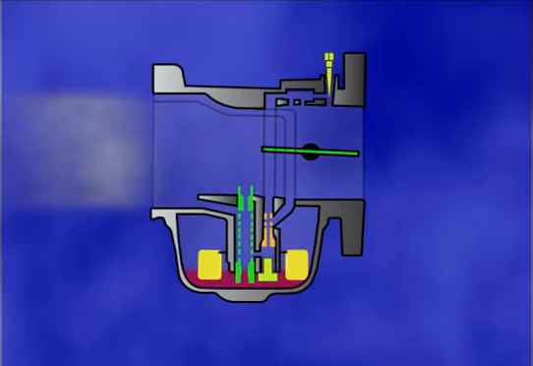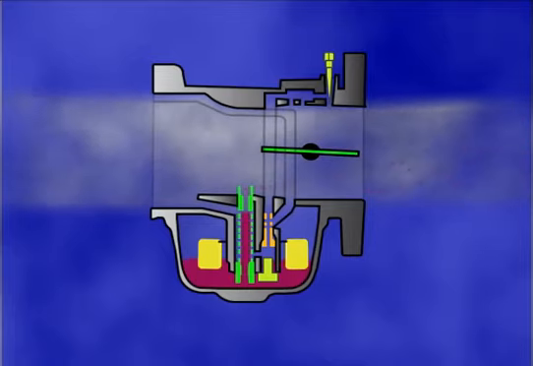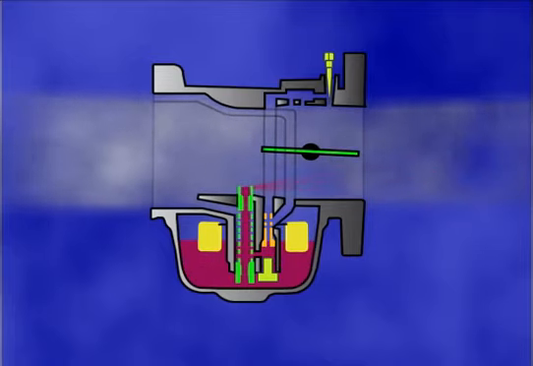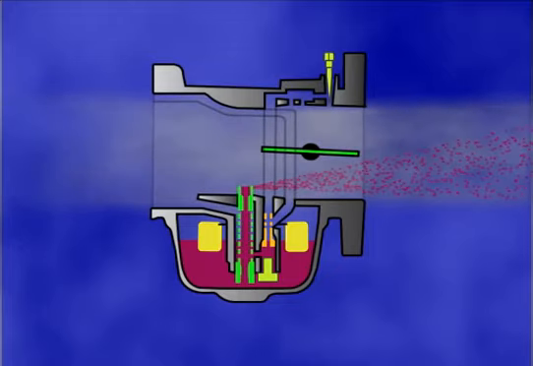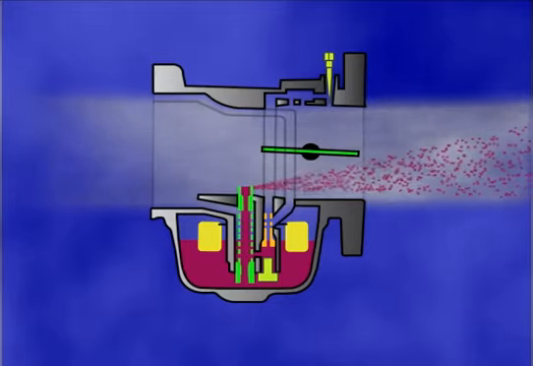If the fuel level is too low, the pressure difference between the venturi and the float bowl will be too low to force enough fuel up the feed tubes. The resulting effect will be a lean air-fuel mixture. On the other hand, if the fuel level is too high, the fuel will be too close to the outlet ports, causing excess fuel to enter the venturi. The result will be a rich air-fuel mixture.